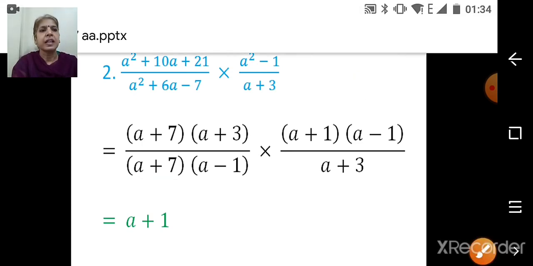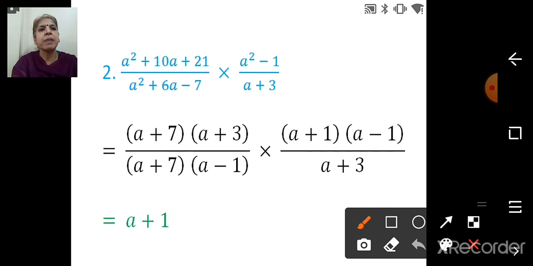And then the next part, a square minus 1. It is based on the formula a square minus b square. So what are the factors? Square root of a square is a and square root of 1 is 1. So a plus 1, a minus 1. And in the denominator we are having a plus 3.